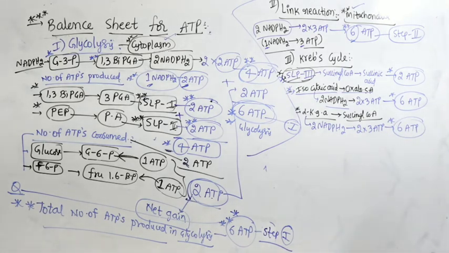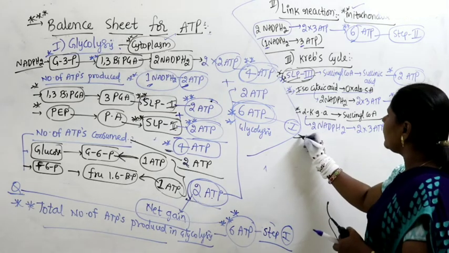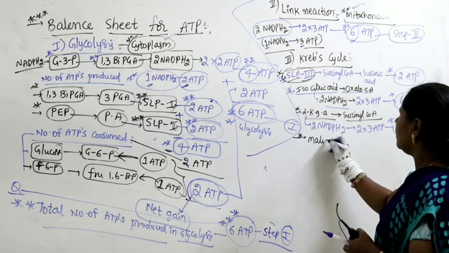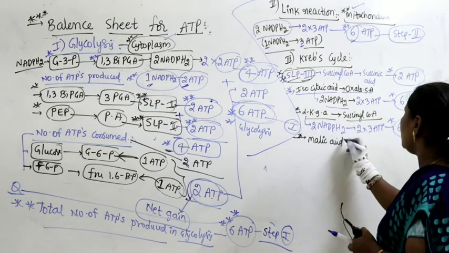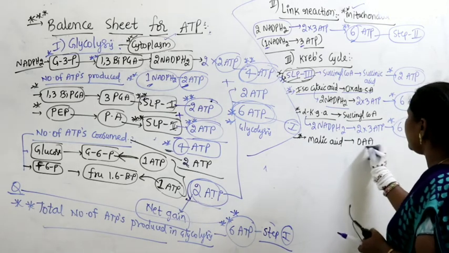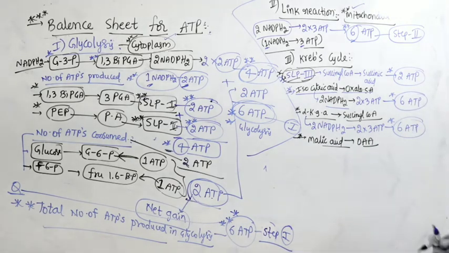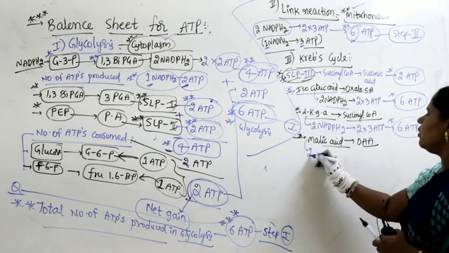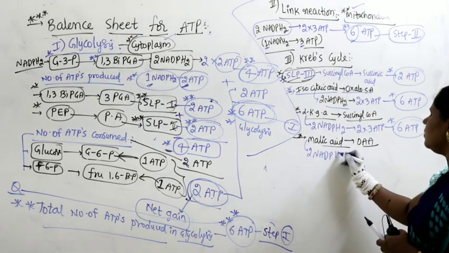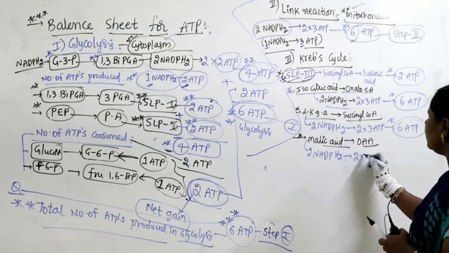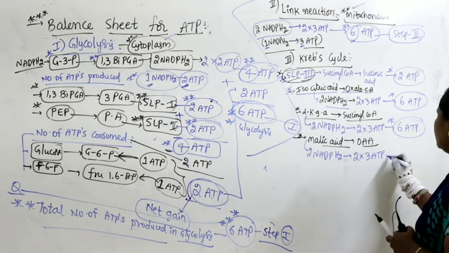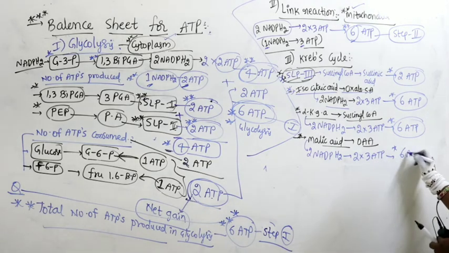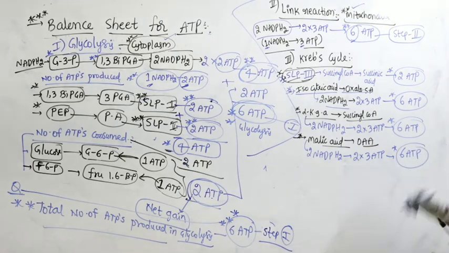And the next step, malic acid to oxaloacetic acid, the last step of Krebs cycle, also generates 2 molecules of NADPH2, that means 2 into 3 ATP, which contributes 6 molecules of ATP. Then next is what? FADPH2.